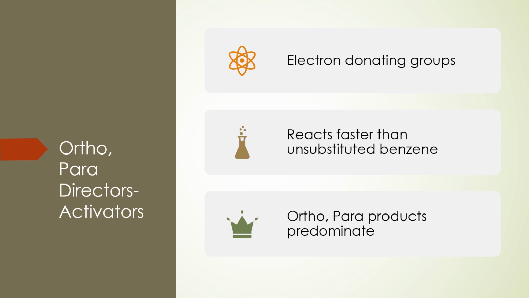All of these substituents are alkyl groups or have a non-bonded electron pair. Because we're reacting with an electron-poor electrophile, the more rich the ring is in electron density, the faster the reaction will be.